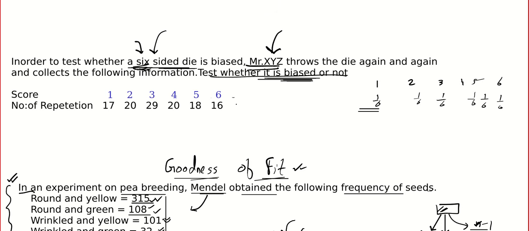Anyway, these are the observed values. This is the reality. Now, what is our expected value? 1 by 6 each. So what I'm going to do is 117 plus 20 plus 29 plus 20 plus 18 plus 16, divided by 6. So I'm expecting 20, 20, 20, 20, 20, 20.